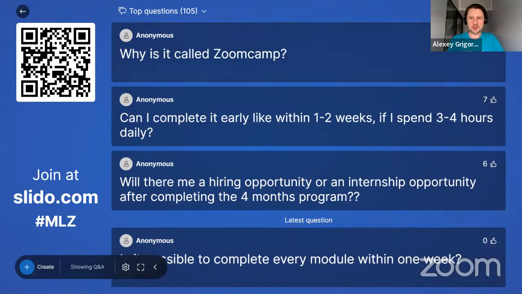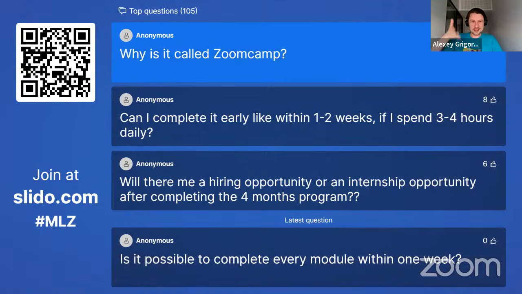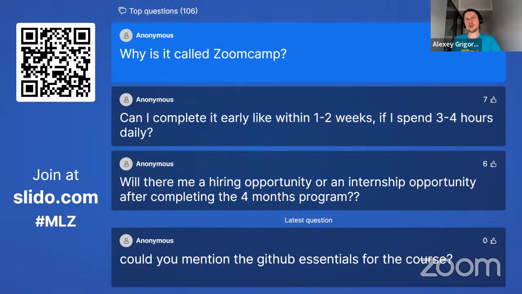So why is it called Zoomcamp? Yeah, that is a funny story. The book that was the original source for the course is called Machine Learning Bootcamp. And then I thought, how about a course based on the book? And we will probably use Zoom for hosting the course. Bootcamp, Zoomcamp seems like a nice play on words. So that's why the idea was to name the course Zoomcamp.